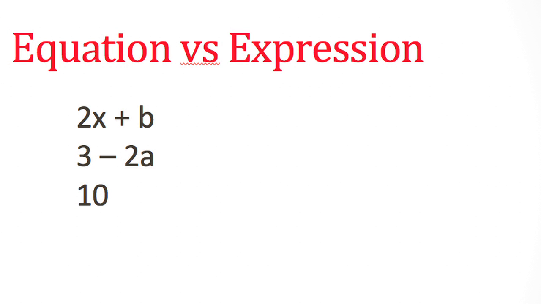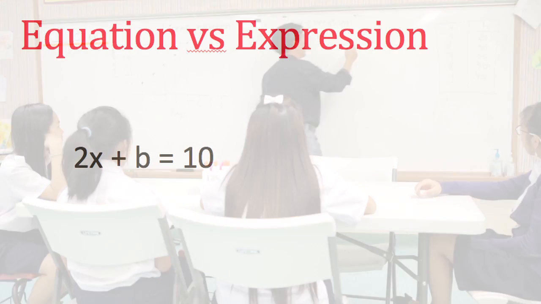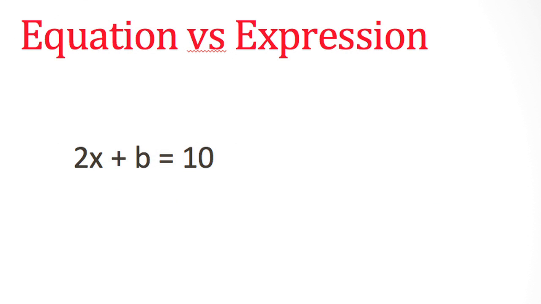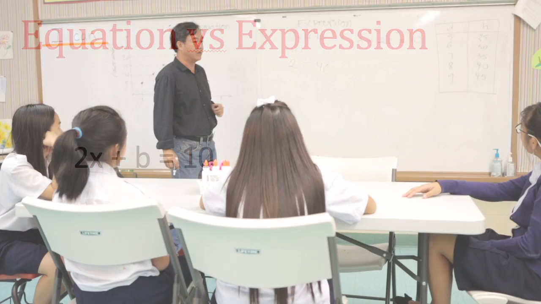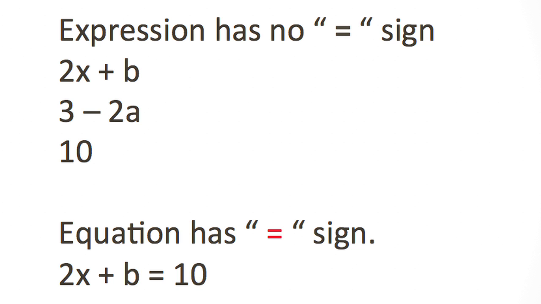An equation is two expressions that are equal. So it must have two expressions to be called an equation like this. So we recognize an equation by the equal sign, right? It must have the equal sign to be called an equation. The expression has no equal sign, right? Okay.